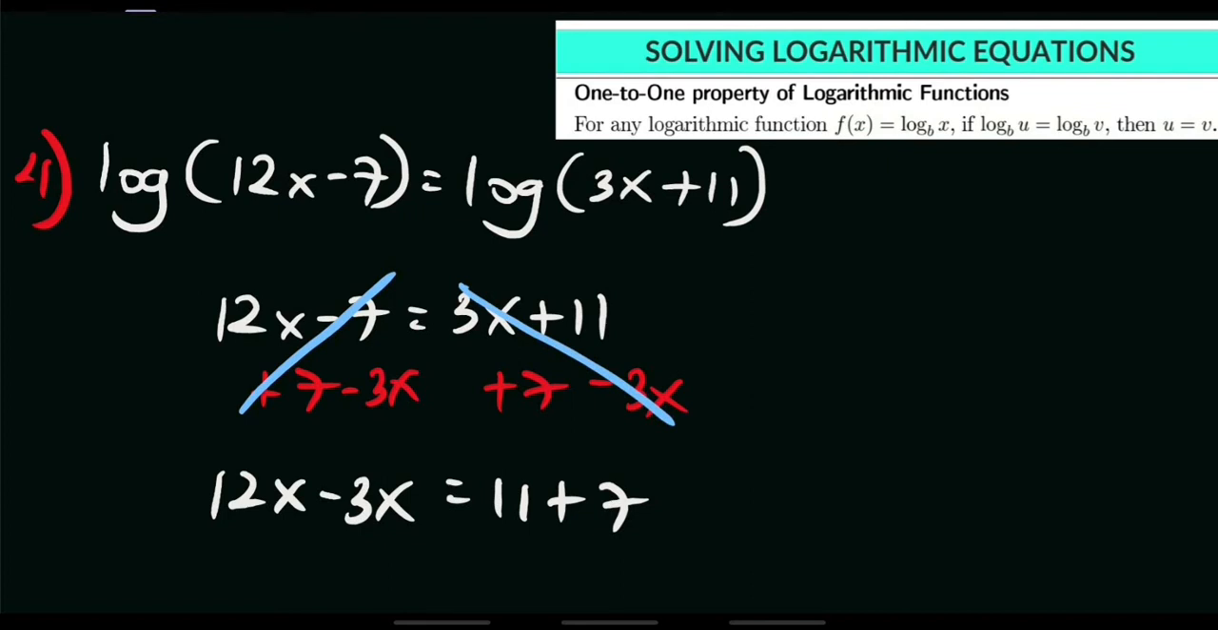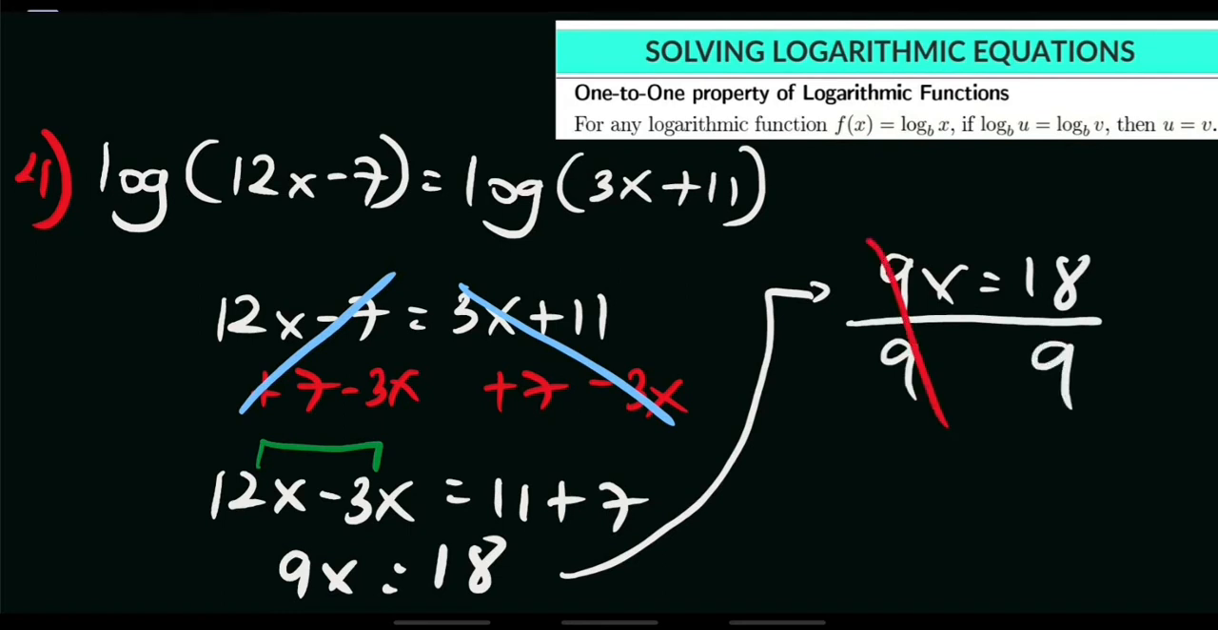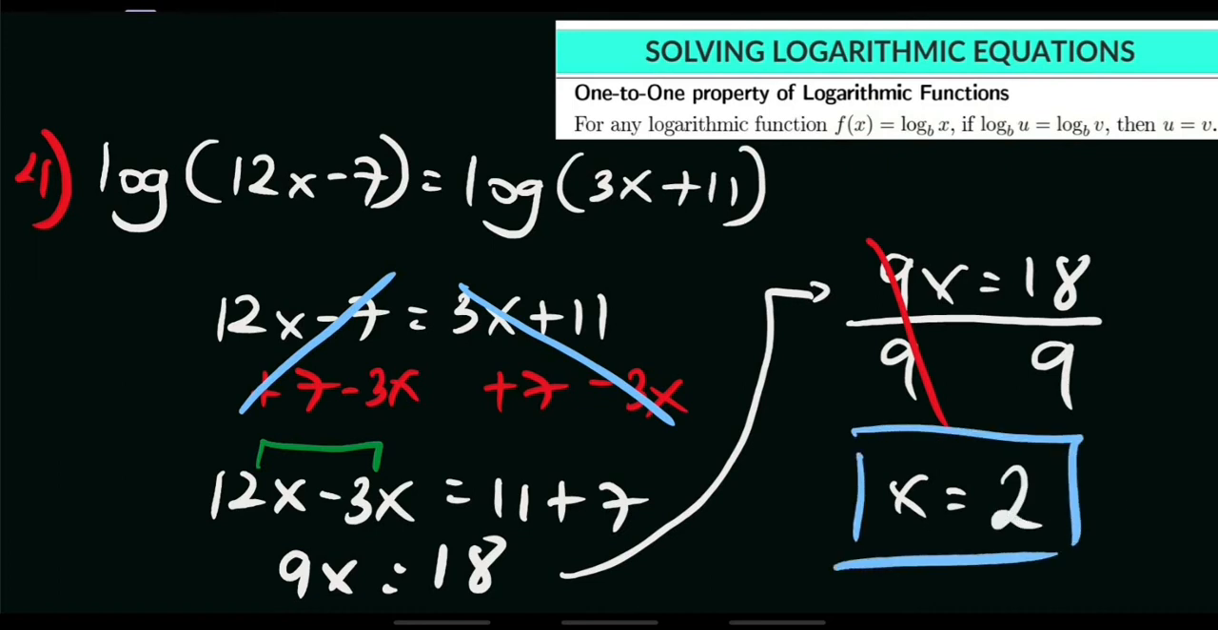Let's simplify this set of expressions. 12x minus 3x is equal to 9x, and that is equal to 11 plus 7, which is 18. Let's solve for the value of x. Again, 9x equals 18. Divide both sides by 9, cancel out the 9, and the value of x is simply equal to positive 2. So try to double check your answer. So that is equal to 2.